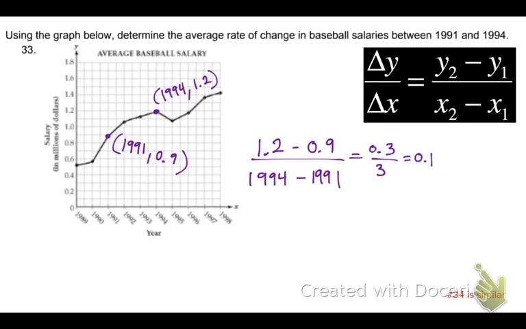Now, remember that we have to have meaning. The purpose of average rate of change is that it has meaning. So we are trying to find the average rate of change in baseball salaries. So let's look at the units. The units on the y-axis are salary in millions of dollars, and then the units on the x-axis are years. So we are going to say that the rate of change in baseball salaries is $0.1 million per year.